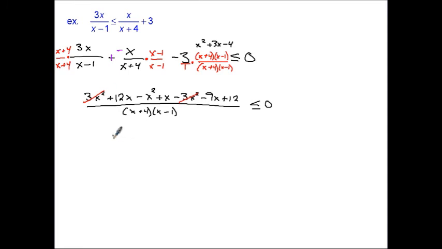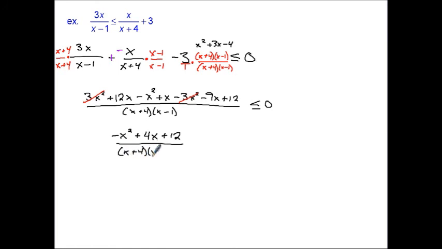And then I've got a bunch of other stuff that doesn't quite get along as well. So -x squared, a 12x, a -9x, and a positive 1x, so it's really 13 minus 9, that's 4x. And as far as constant terms, I've just got the plus 12, so there we go. Again, I've got my x plus 4 and x minus 1.